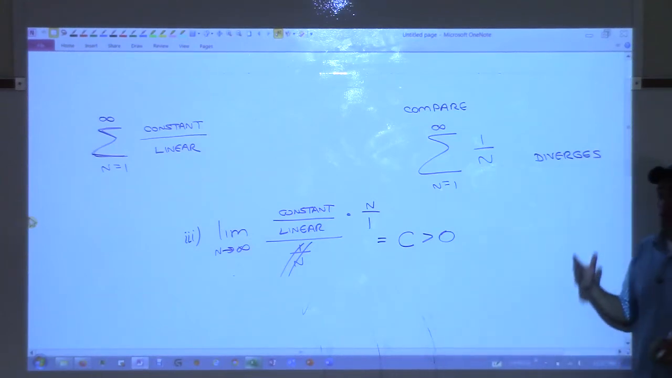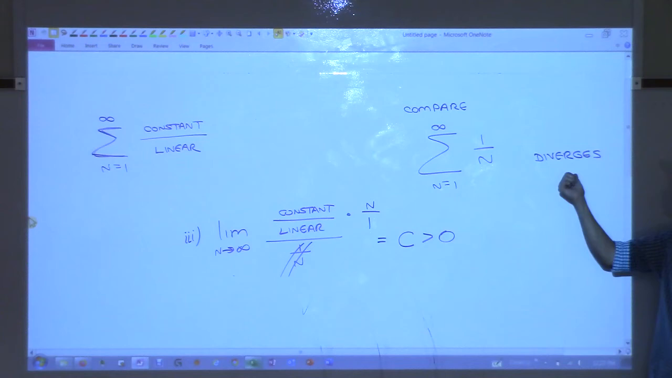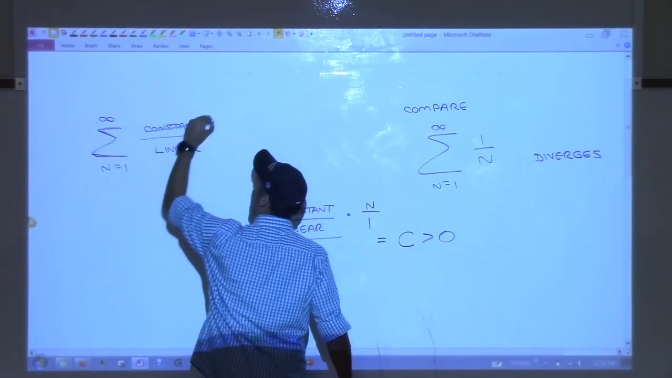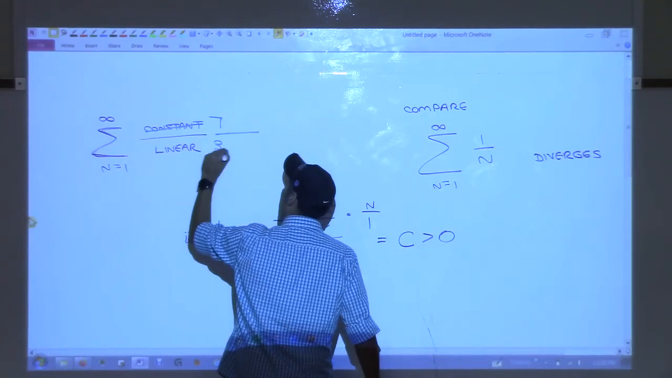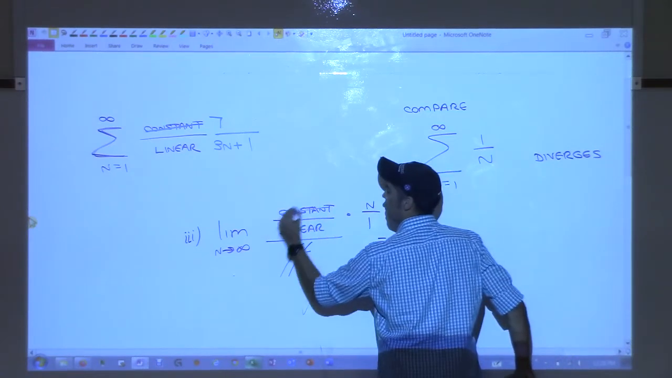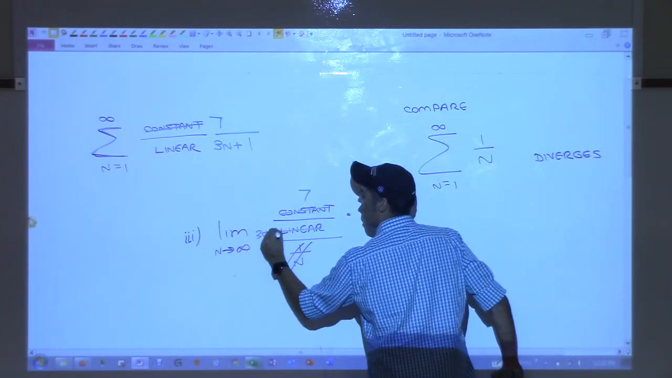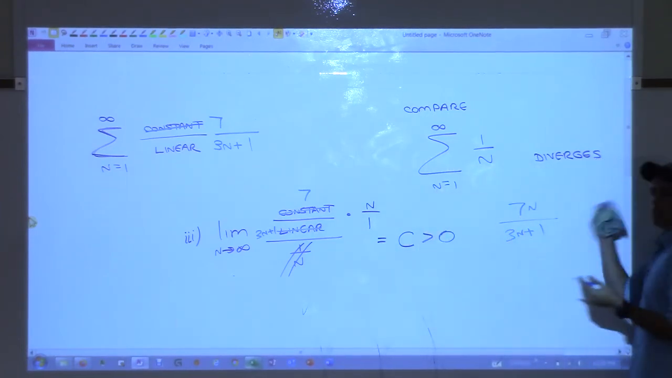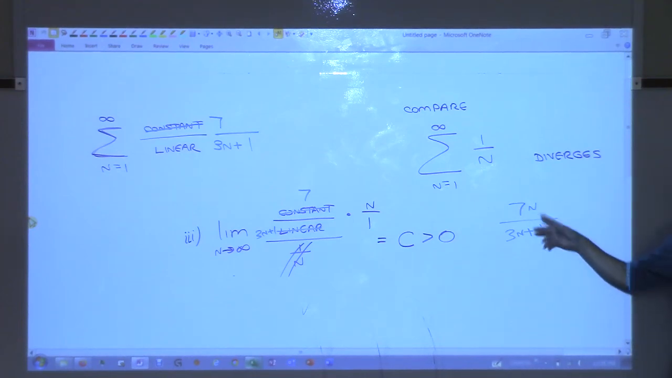Which means whatever one does, they both do. What did this one do? Diverged. If you're not following that, what I'm saying is that if you have some number on top and any linear function in n on the bottom, constant over linear, then at this step you'll have something like 7 over 3n plus 1. That looks like 7n over 3n plus 1, and when you do that limit with L'Hopital that first time, you just get the two coefficients in front. That will always be a positive number greater than 0, not infinity. So therefore, they're both going to diverge.